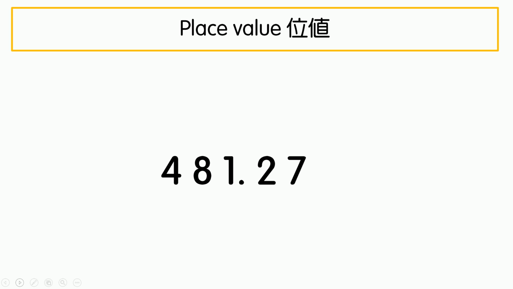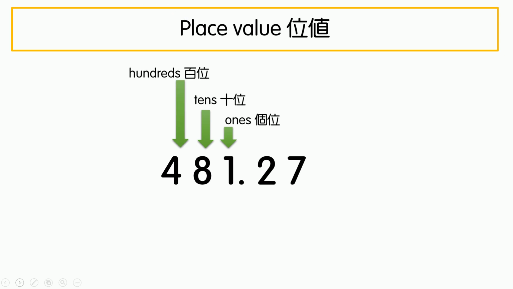For example, in this number, the number 1 represents the place value ones, and the next one, 8, represents the place value tens, and the number 4 represents the place value hundreds. The number after the decimal point, the number 2, represents the place value tenth, and the last one represents the place value hundredth.